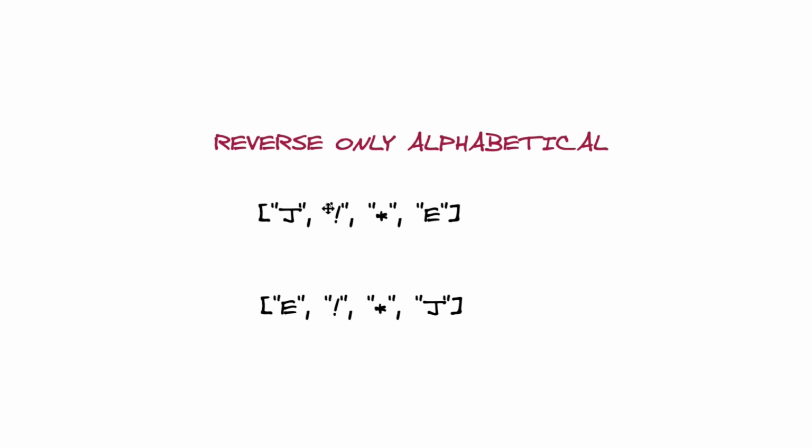We have J, exclamation point, star, and E. Notice that at this point we've already split up the string into an array to make it easier to operate on. In trying to get this below output, we'll notice that if we do a swap of J and E using the two-pointer reversal method, we end up with E and J. And then when we move inwards and we recognize these two characters, we no longer need to do anything since they're not alphabetical.